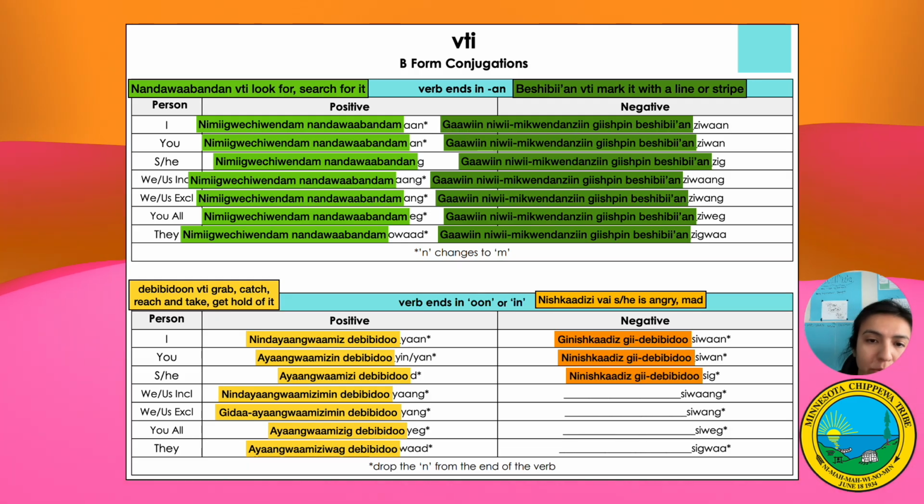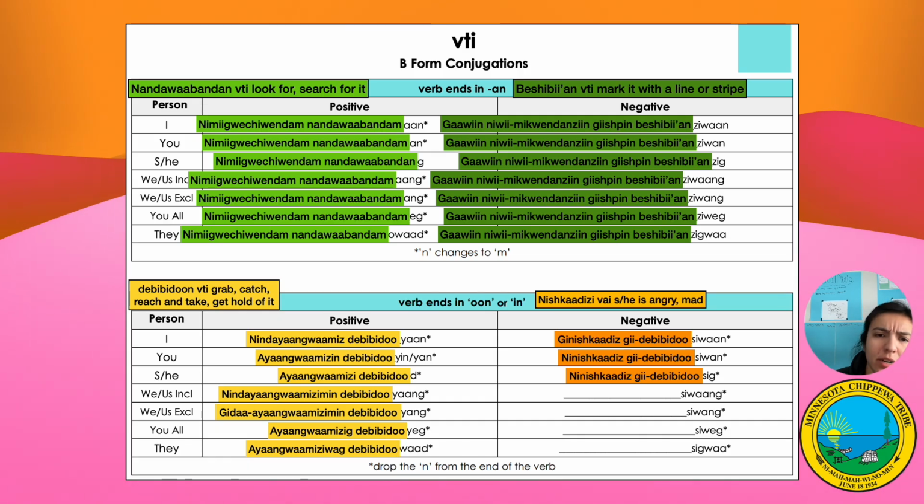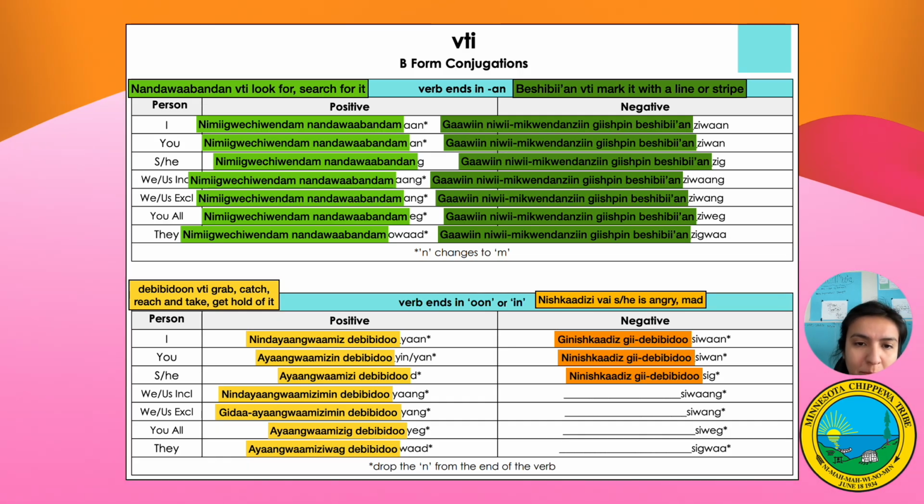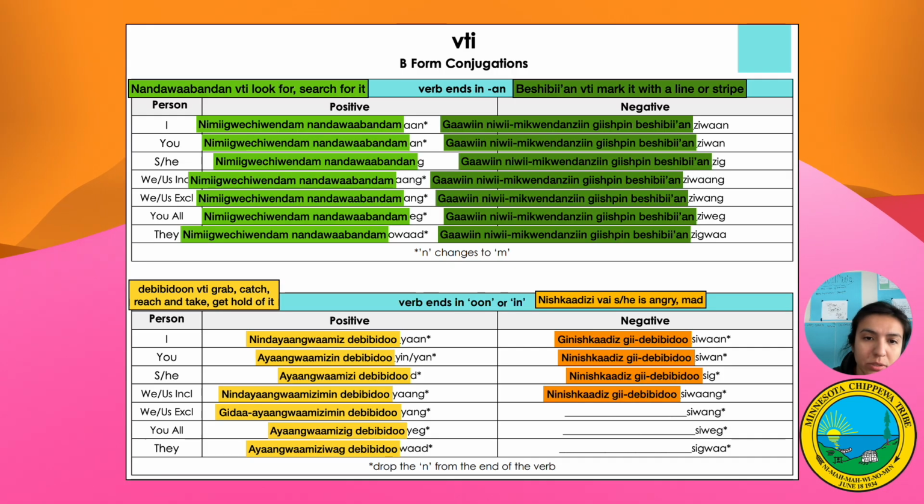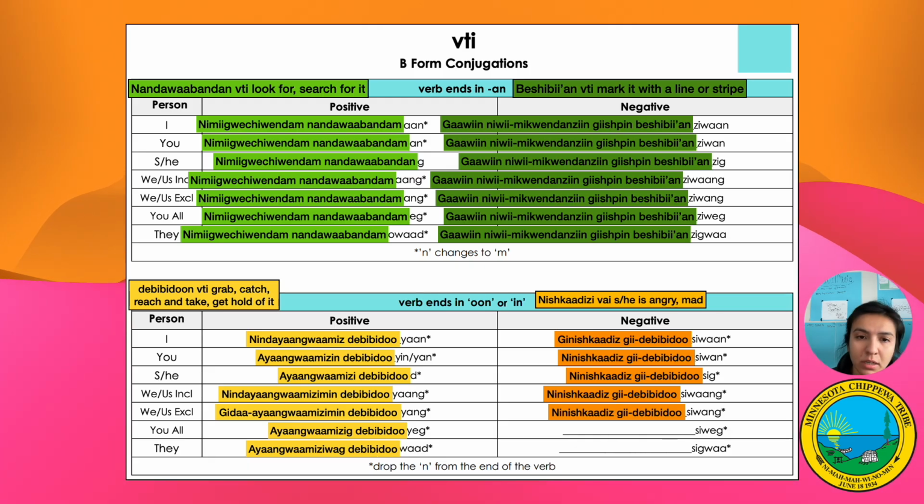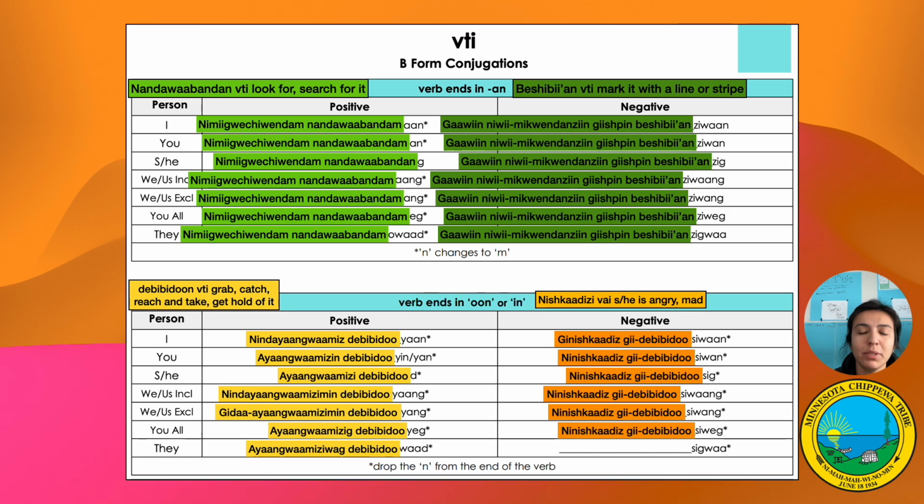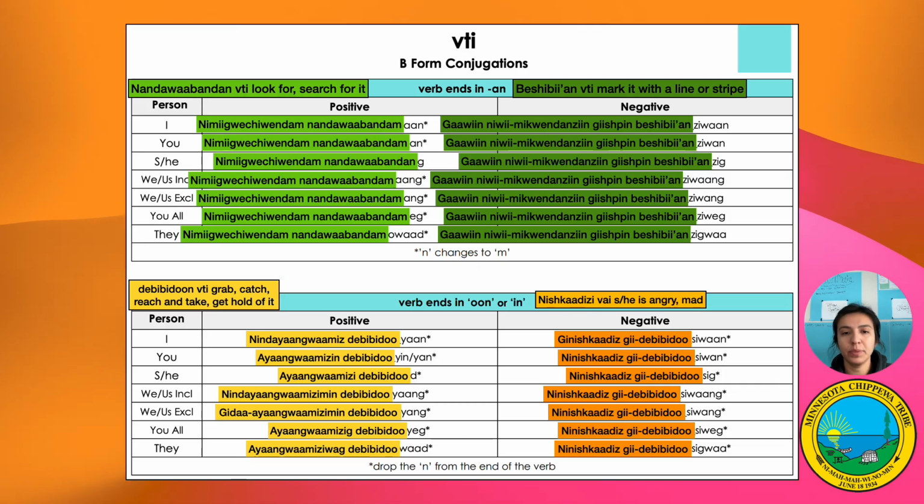Ninishgadaz gi debibidusig. I'm upset that he didn't grab it. The gi prefix on there is past tense. Ninishgadaz gi debibidusiwang. Ninishgadaz gi debibidusiweg. I'm upset that y'all didn't grab it. Ninishgadaz gi debibidusigwa.